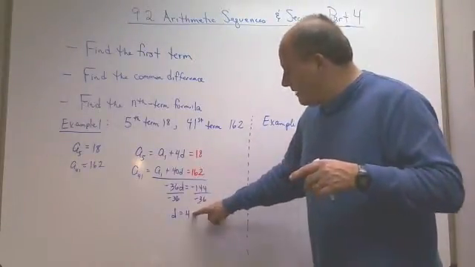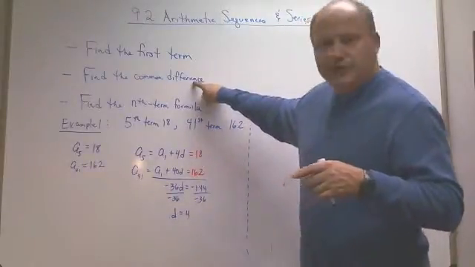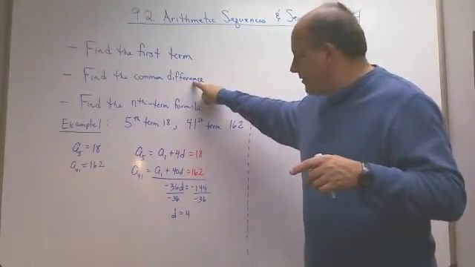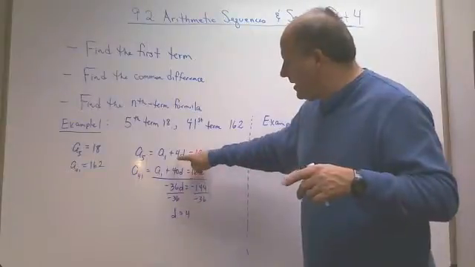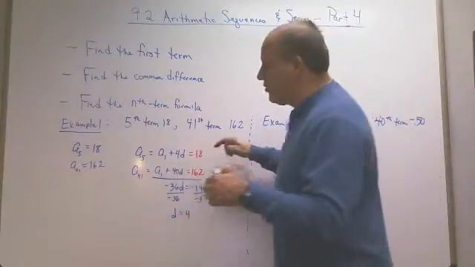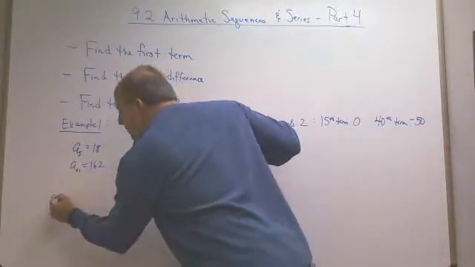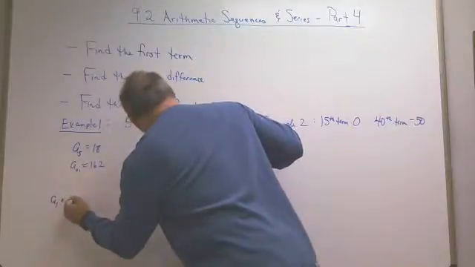So anyway, the common difference is 4, so that answers the second question. Now to figure out the first term, you plug 4 back into the equation. So a sub 1 plus 4d equals 18.